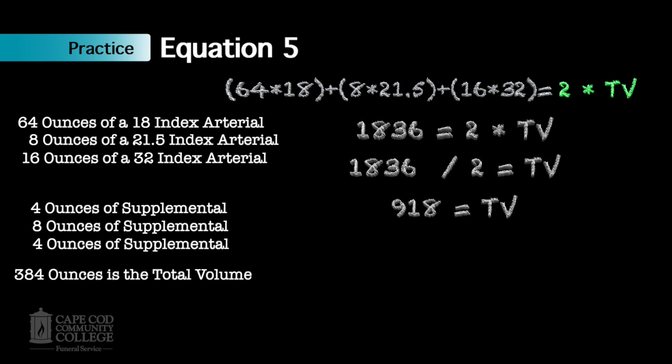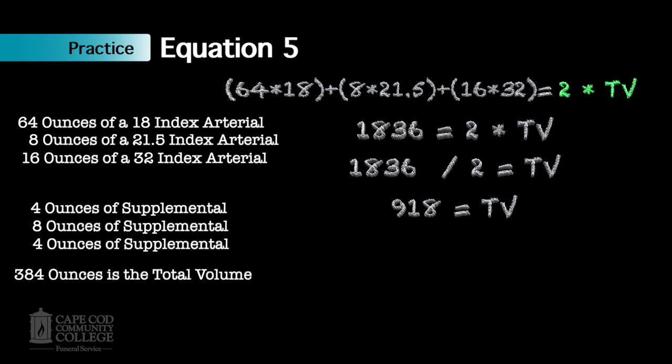When we work out the left side of the equation, we get 1,836, same number we had previously in this video. We're now going to divide 2 from the right side against that 1,836, the left side of our equation, to solve for the total volume. And when we do that, we get 918 ounces as our total volume.